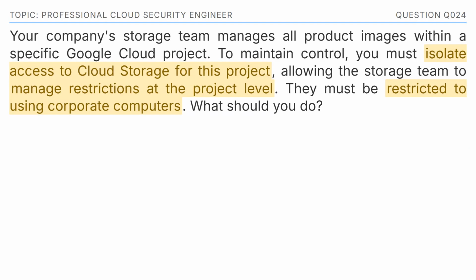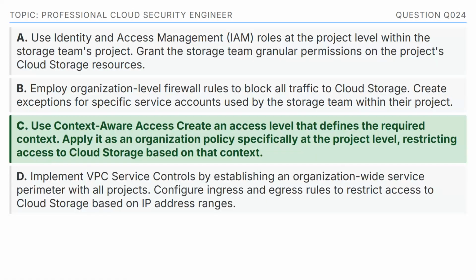To arrive at the correct answer, we focus on the keywords: isolate access to cloud storage for this project, manage restrictions at the project level, restricted to using corporate computers. The correct answer is option C, use context-aware access. Create an access level that defines the required context. Apply it as an organization policy specifically at the project level, restricting access to cloud storage based on that context.